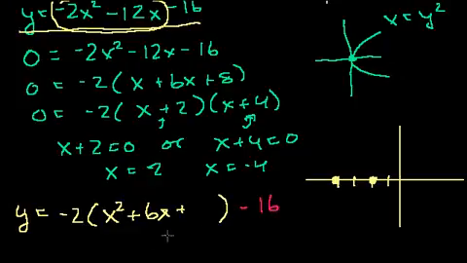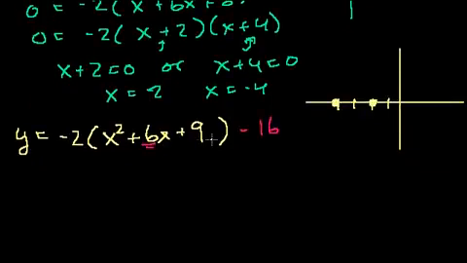To make this a perfect square, I have to take half of the 6. Half of the 6 is 3. 3 squared is 9. If I add 9 to the right-hand side of the equation, and remember, I didn't just add 9. This 9 times minus 2 I'm adding. So if I subtract, that's minus 18. If I subtract 18 from the right-hand side, I also have to do it from the left-hand side.